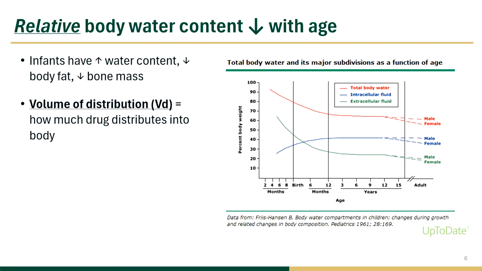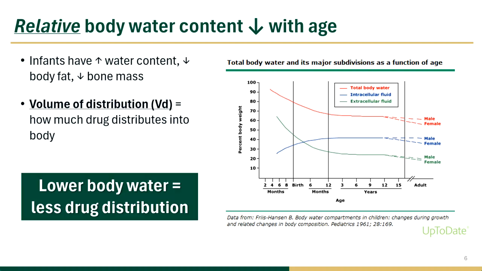And that's how I remember that volume of distribution is most impacted by age and in proportion to the weight. Since volume of distribution is how much drug distributes into the body, lower body water equals less drug distribution, and higher body water equals higher drug distribution.